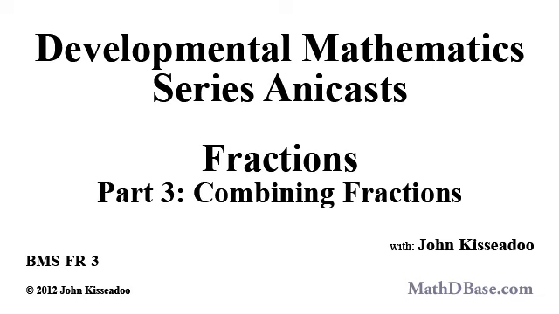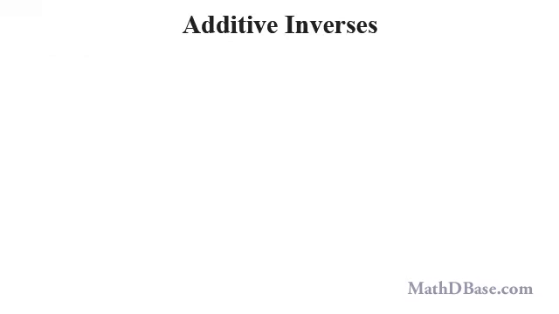In this installment in the Developmental Mathematics series, I will discuss fractions, part 3, combining fractions. The additive inverse of a number is that number which, when added to the first, gives a sum of 0. To distinguish between a number and its additive inverse, signs are used. A positive sign indicates that the number is greater than 0, and a negative sign indicates that the number is less than 0. Additive inverses have equal magnitudes but opposite signs.